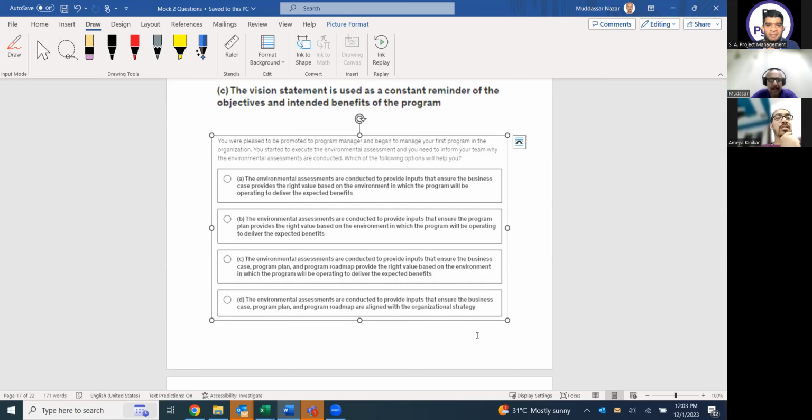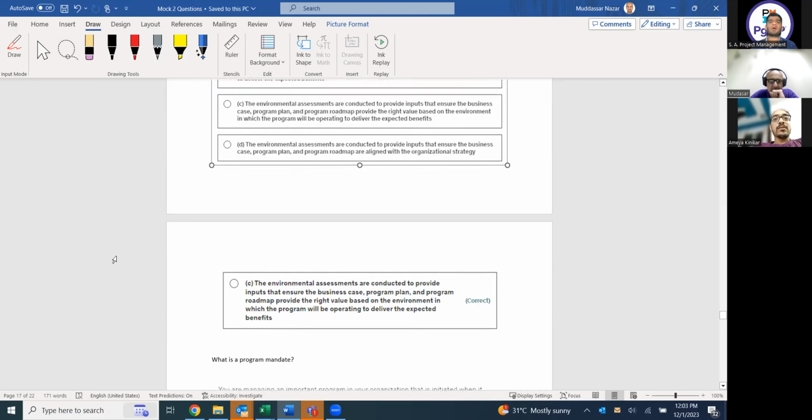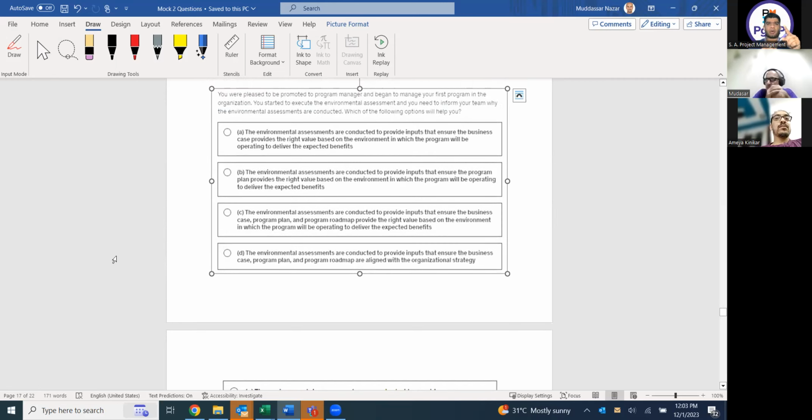I couldn't select anything, but I think option B, option C is good. The answer is D. No, C. They are connected to ensure the business case, program plan, and roadmap provide the right value based on the environment in which the program will be operating to deliver the expected benefits. Why? Because in the strategic alignment domain, we have the three components. We make the business case, charter, and roadmap, keeping in view the environmental assessments. And benefits are the output of the program. If it is not D, then this is C. And what is in the C?